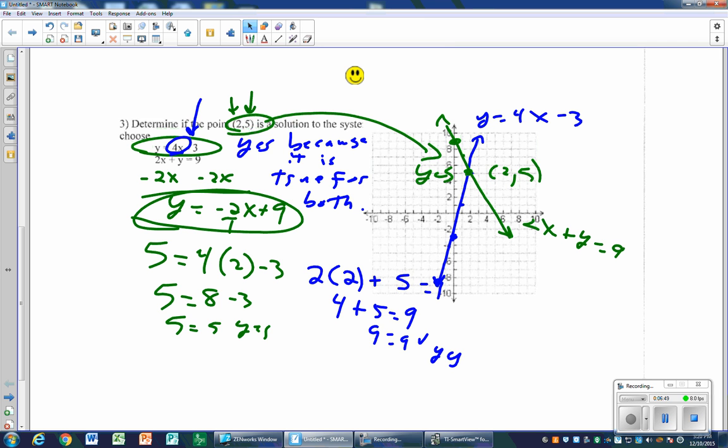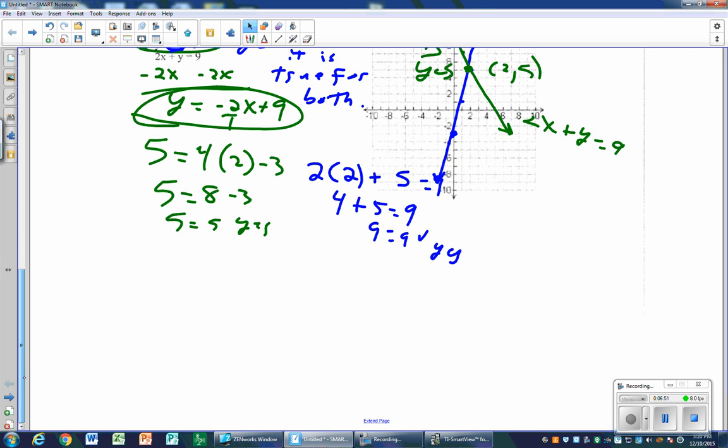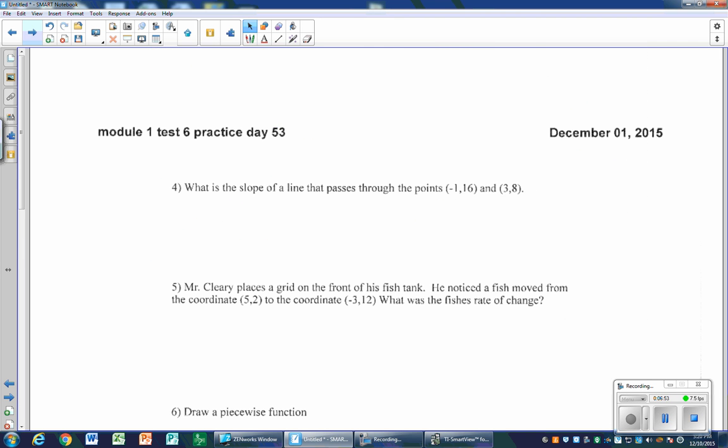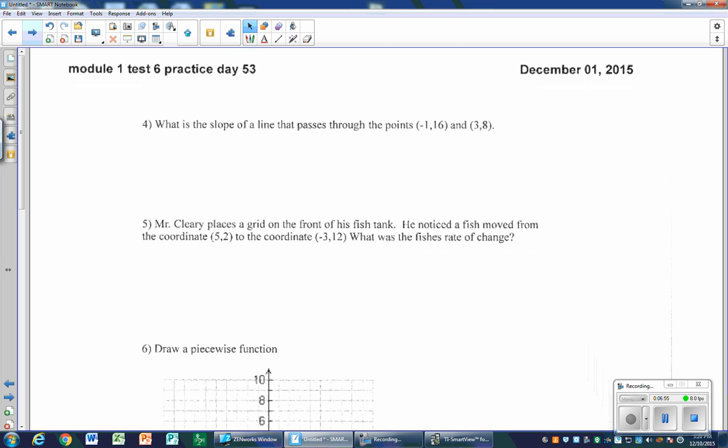Yes. Let's take a look at the next page. What's the slope of the line that passes through the point -1, 16 and 3, 8? Well, step number 1, you write the points above and below each other. Step number 2, subtract them. -1 minus 3 is -4. 16 minus 8 is 8.